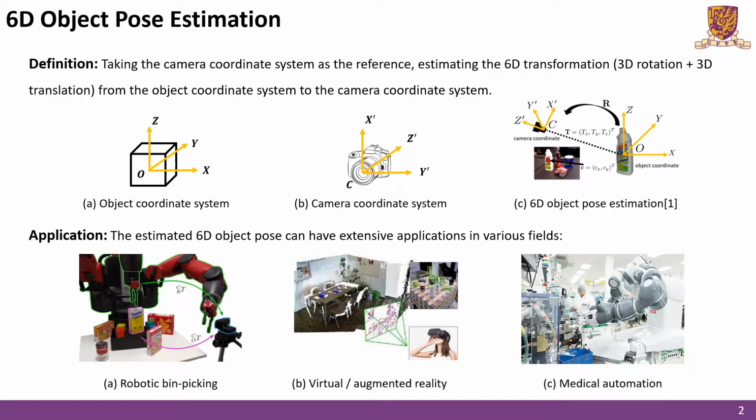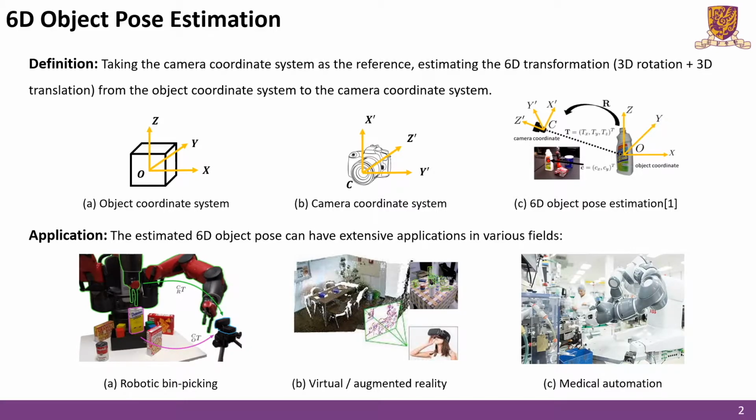It involves two typical coordinate systems. One is the object coordinate system. The other is the camera coordinate system. Object pose estimation aims to estimate the 6D rigid transformation between the object coordinate system and the camera coordinate system. In other words, we hope to estimate the object pose taking the camera coordinate system as the reference. The 6D pose is composed of a 3D rotation and a 3D translation.